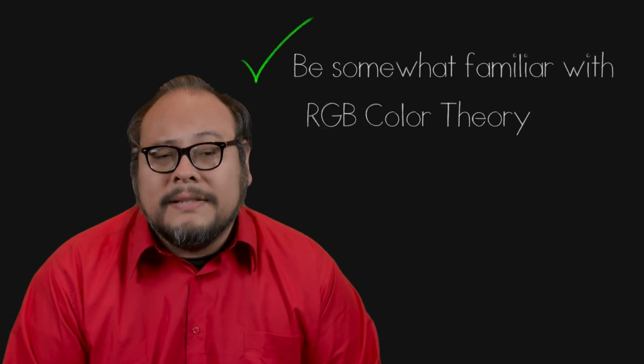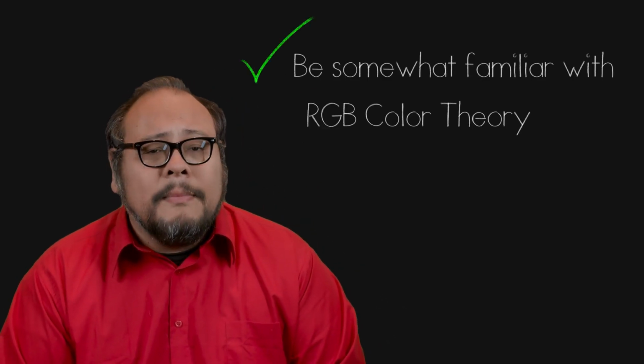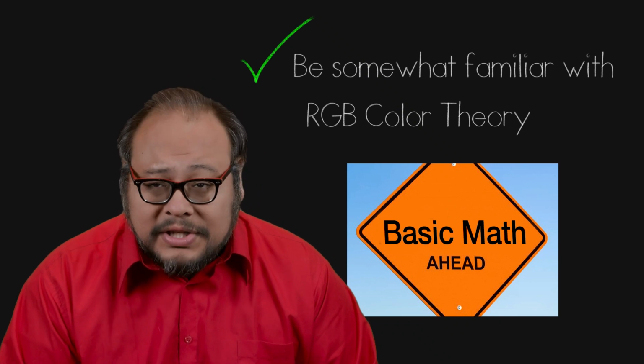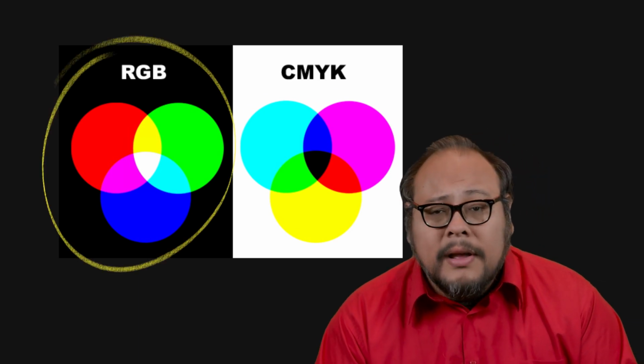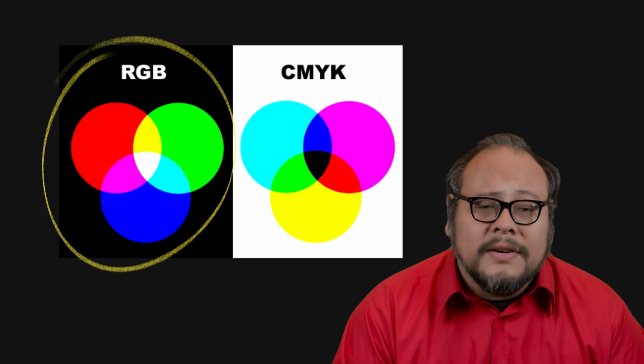Now this will require you to be somewhat familiar with basic color theory and hopefully some of the more basic mathematical functions. Now since I work in a luminous medium, I'll be focusing on the RGB color model, not the CMYK of print, although there is some obvious crossover. So let's start at the basics. What is a blend mode?